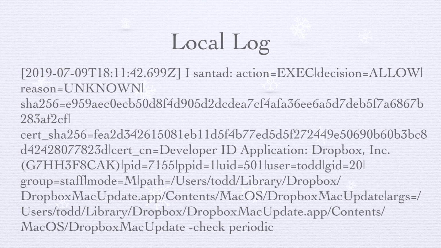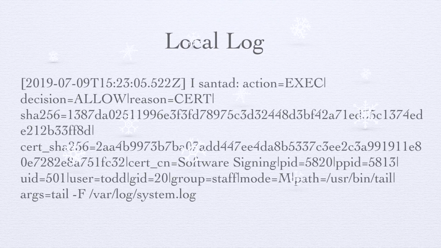It also shows the arguments that were passed to the binary. So I can see Dropbox was trying to update itself at that time. Let's take a look at a slightly different log entry. In this case, another execution. The decision was to allow it. Reason is based on the cert, so I've got a whitelisting rule on that certificate. SHA-256 is the binary, and again the SHA of the certificate. Process ID 5820, parent process 5813. What is it? Oh, tail. User bin tail. Arguments: tail -f var log system log. So in this case, I ran the tail command, and you can see the parameter that was passed to that application. The parent process was probably terminal in this case. So this has obviously got some strong uses for forensics on these machines: what happened, what time, where, and when.